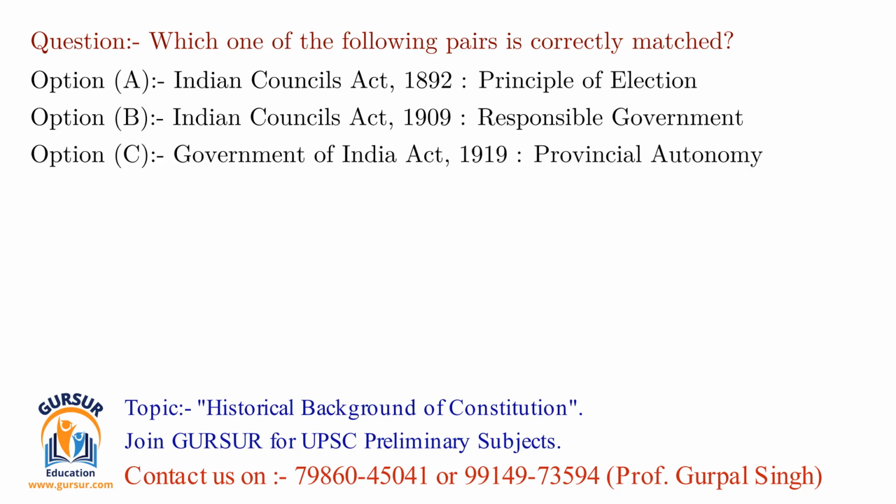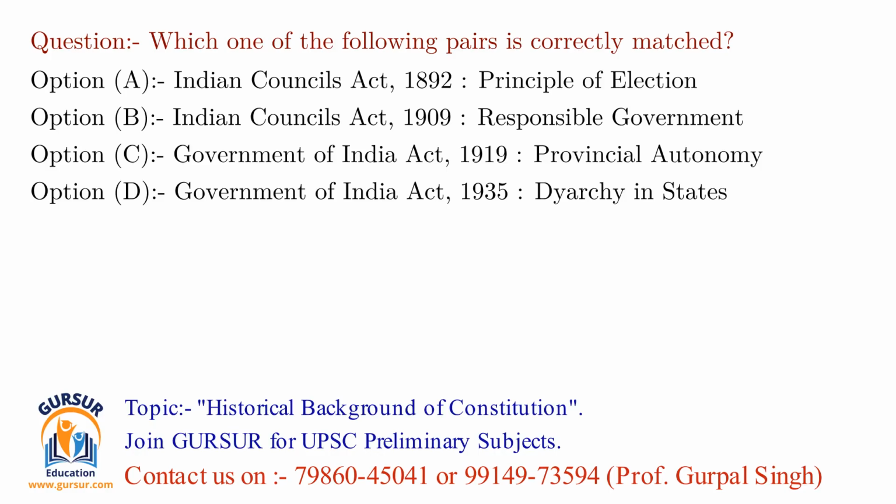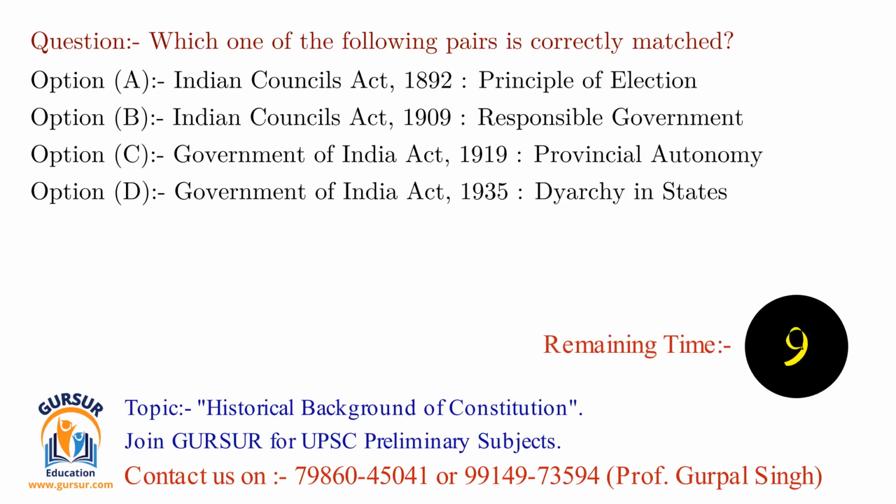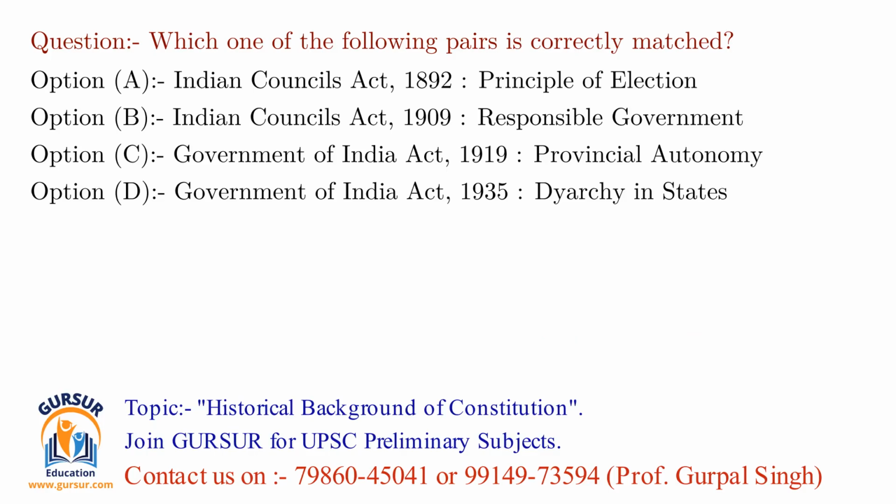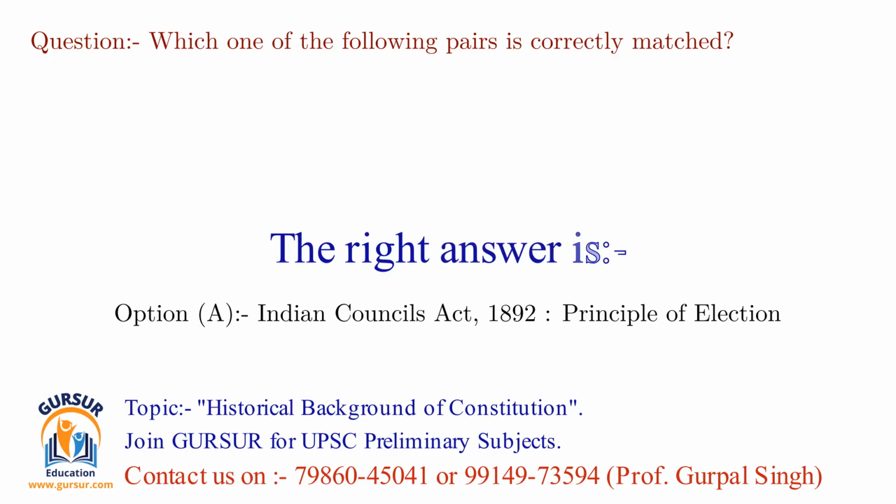The option C is Government of India Act 1919 is related to provincial autonomy. And the option D is Government of India Act 1935 is related to diarchy in states. And your time starts now. So the right answer of this question is option A, and that is Indian Councils Act 1892 is related to principle of election. So now we move next.